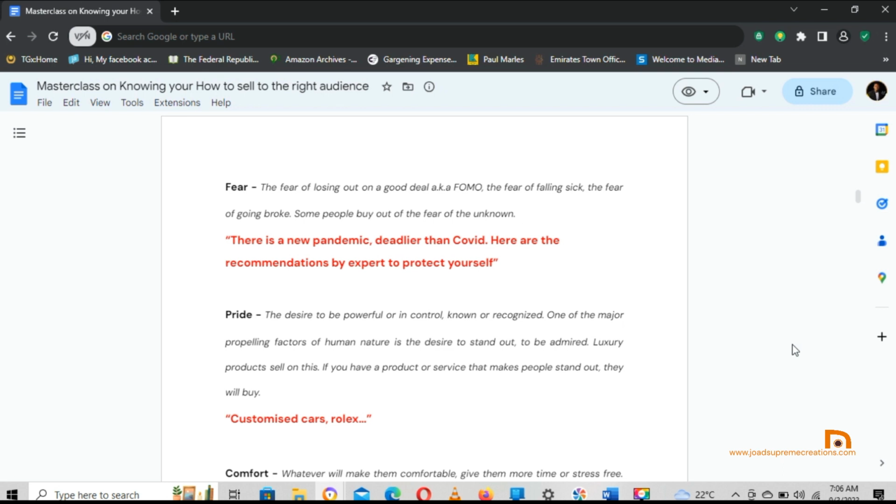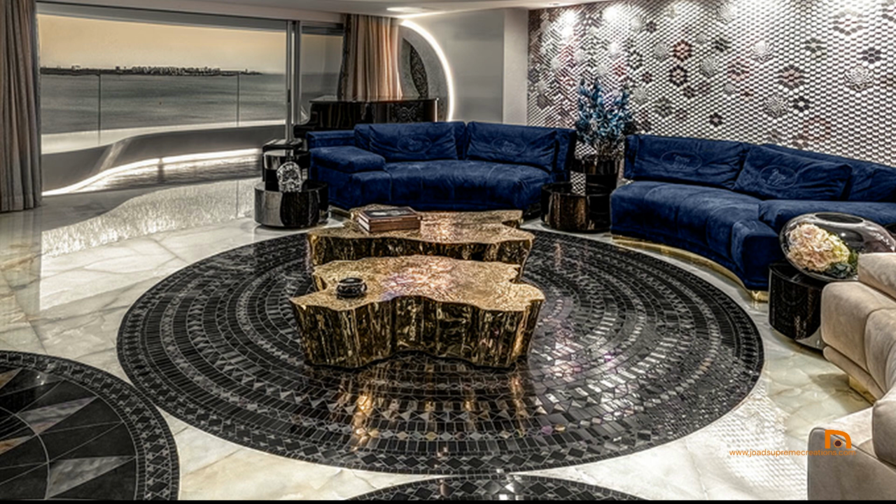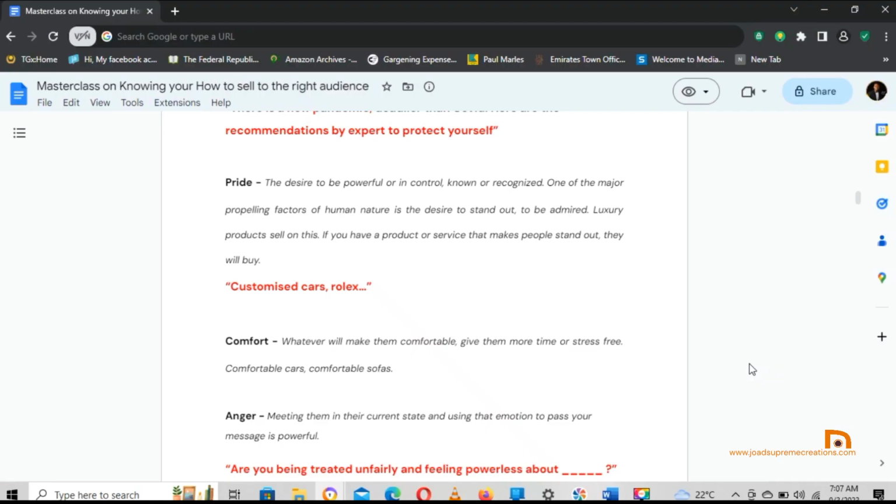Now, the next one is comfort. Whatever will make them comfortable, give them more time or stress-free. Comfortable cars, for example, or comfortable sofas. Whatever will make them comfortable will give them more time. People want to have more time for themselves and their family. People want to have this stress-free life. They are tired of being stressed out every day. Those are the things that you can leverage if your product is in that direction. So use your product to trigger those emotions in them so that they can buy what you sell.